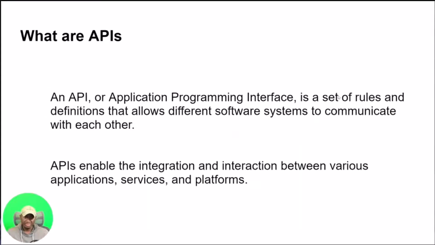API security. What are APIs? APIs are application programming interfaces that are essentially a set of rules and definitions that allows different components of software systems to talk to each other or exchange data. It enables easy integration and interaction between the various components of these software systems or services.